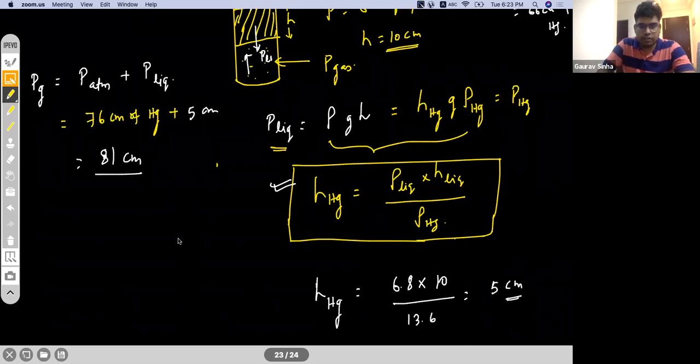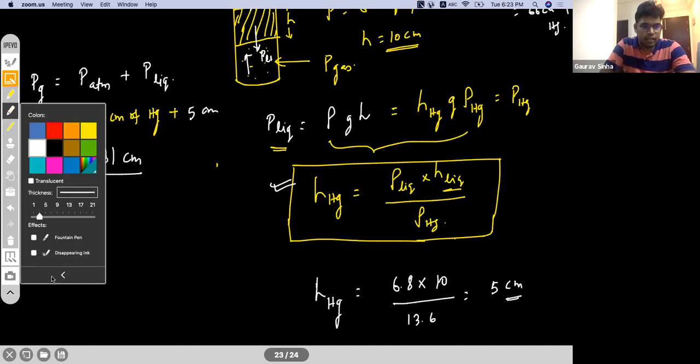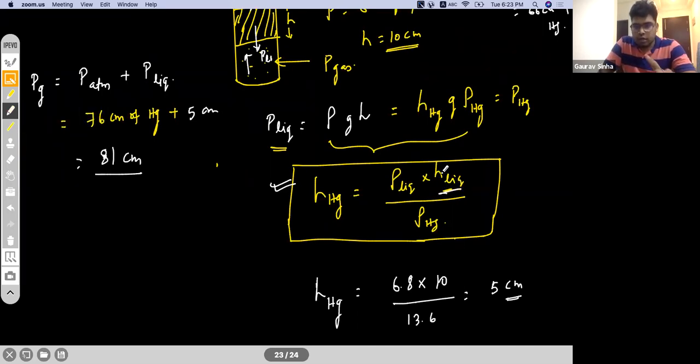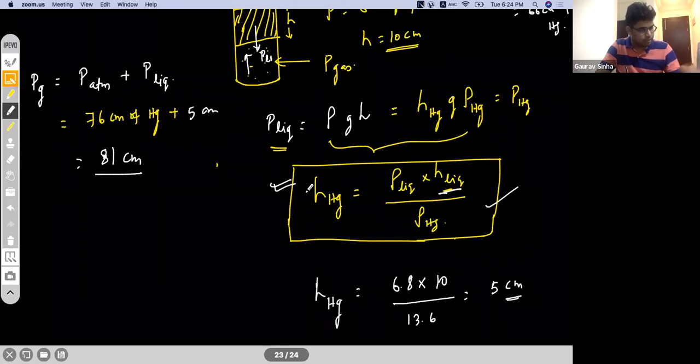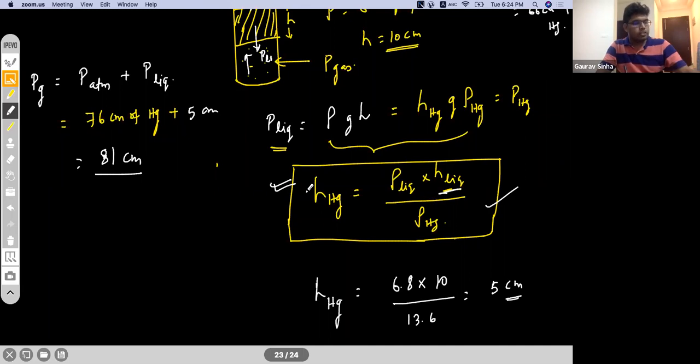See, I have made a mistake over here. Height of Hg is this. Any liquid, if it is not mercury, of a certain height, corresponding to this height, what should be the height of the mercury column which exerts the same pressure? So H of Hg equals rho into H of that liquid divided by rho of mercury. This is the formula we have, and this is what we have used here. So this is done, for this chapter, we have done all these things. I hope you understood this properly. Okay, fine. So this chapter is over.